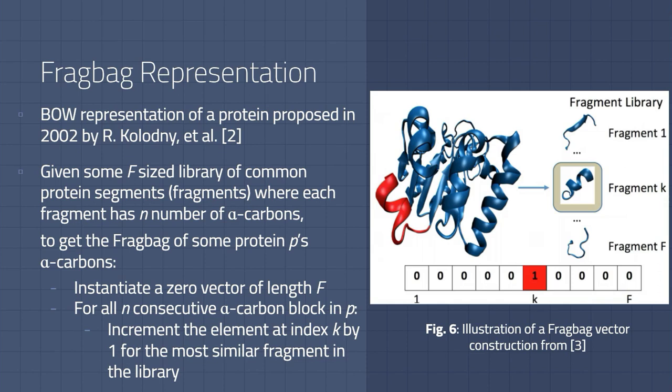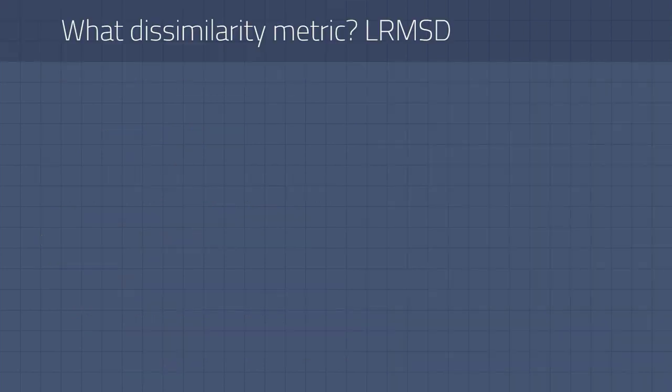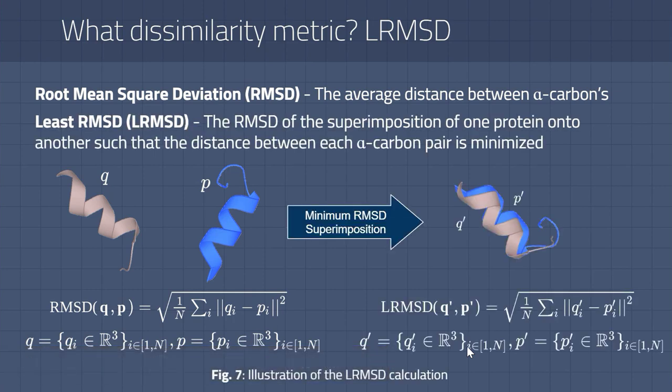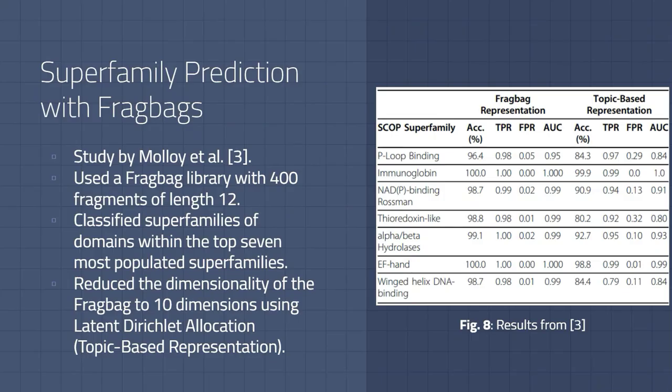This has the added benefit of preserving some local structural information, similar to how in text mining n-grams can preserve local syntactical information. Now, this process utilizes a similarity metric called LMRSD, where RMSD is the average distance between alpha carbons between two proteins, and the LMRSD is the RMSD of the superimposition such that the RMSD is minimized. This project is based upon a paper that also did superfamily prediction utilizing frag bags, albeit with fragments of longer lengths and a larger library.